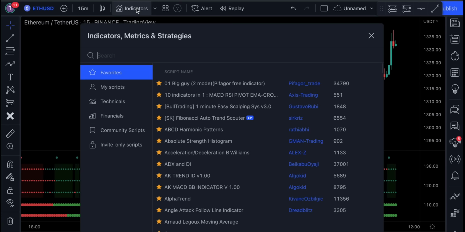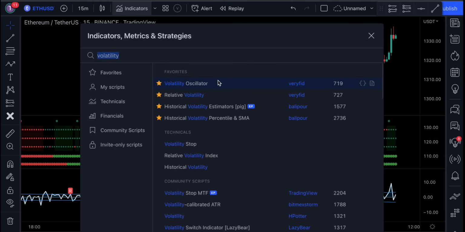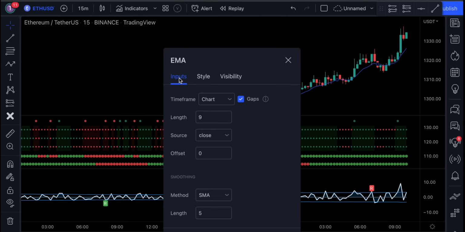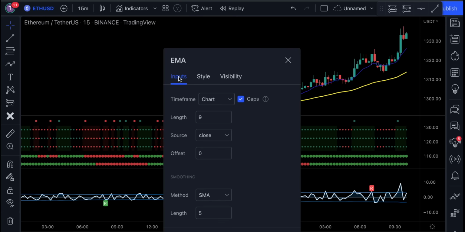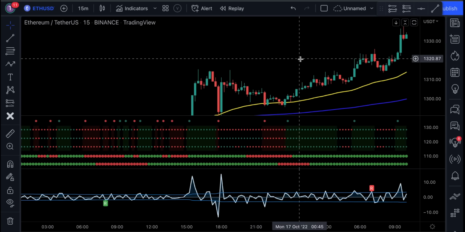For the next indicator, we will add the volatility oscillator. It's going to be this indicator by Verifid. And finally, let's install two EMAs to the chart. The first EMA will be set to 50. And the second EMA will be set to 200. Alright, the setup is ready.